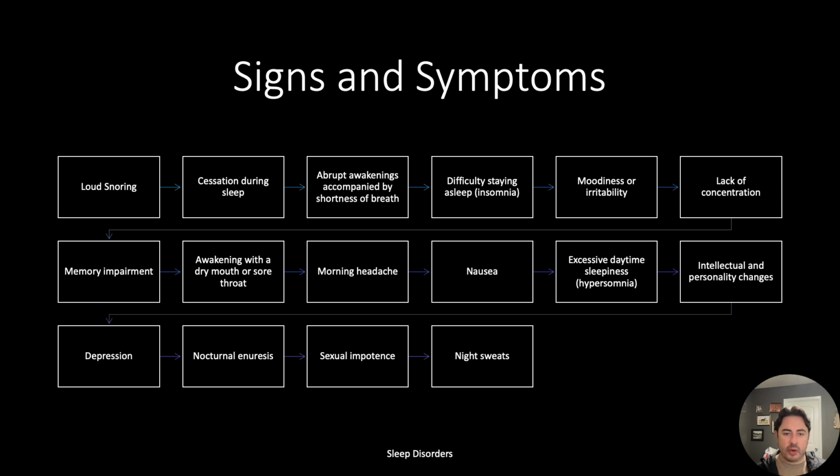You can have awakening with dry mouth or sore throat. You can have a morning headache, nausea, excessive daytime sleepiness, or hypersomnia. We can have intellectual and personality changes. These patients could be depressed. They can have nocturnal enuresis, which is overnight. You have the need to urinate often. You can have sexual impotence and night sweats.